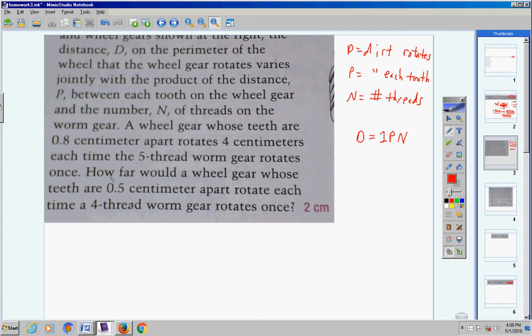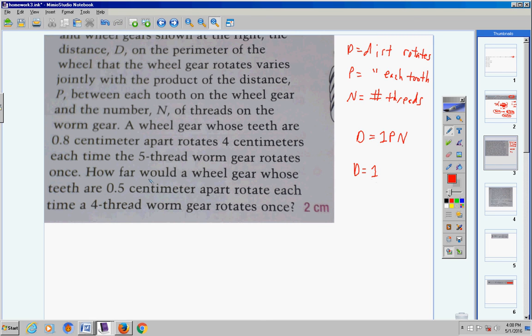Now, how far would a wheel gear, whose teeth are so far apart, rotate? Now watch this. How far would the wheel gear rotate? So we're looking for how far the gear is going to rotate. Which one of these deals with distance of rotation? D, so I'm looking for D. Okay.